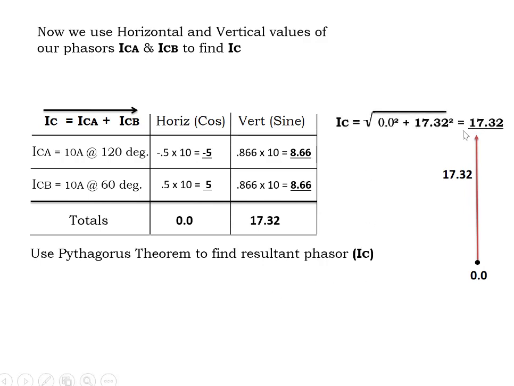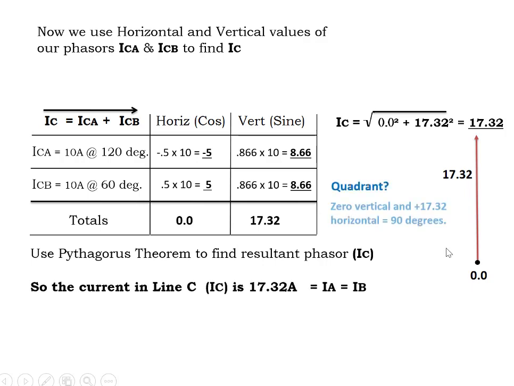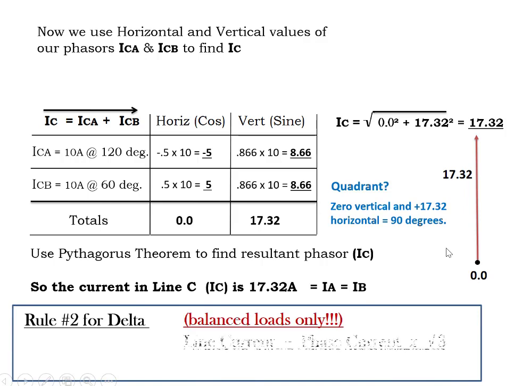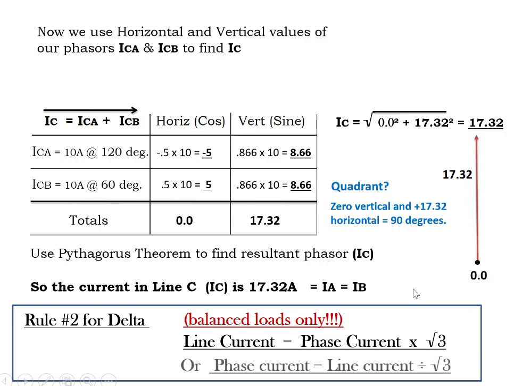I can still use Pythagoras' theorem to figure out what line current C would be. It's the horizontal value squared plus the vertical value squared. There is no horizontal value. The vertical value squared, and then take the square root of it, gives me 17.32 amps. Again, that's the line current. And again, that line current will be 30 degrees away from the phase current. So for balanced loads only, the line current will equal the phase current times √3. Or the phase current equals line current divided by √3.